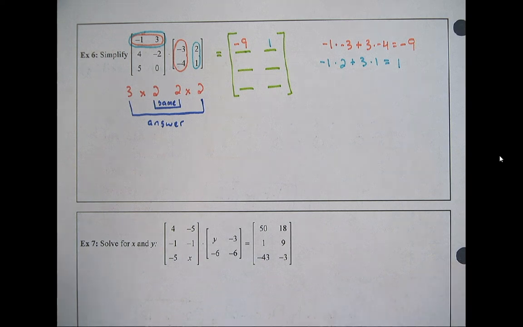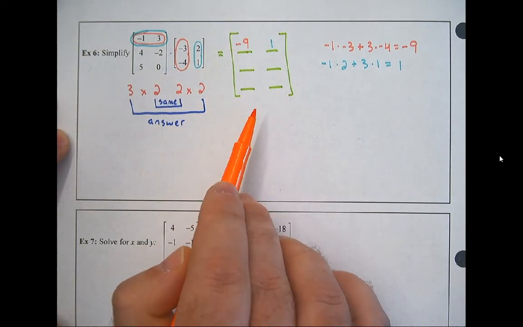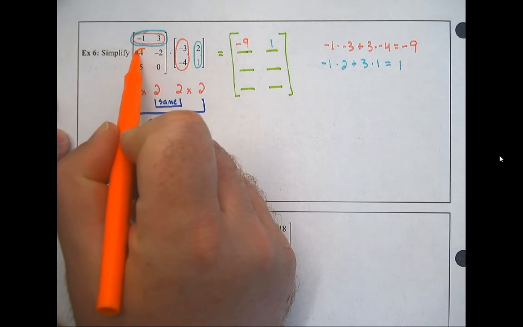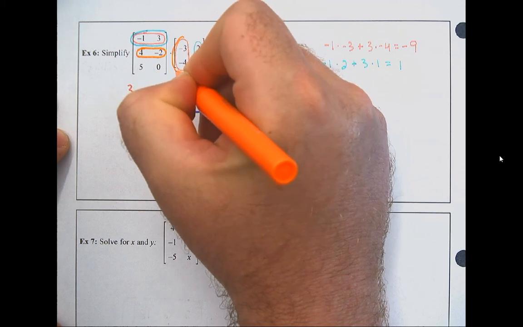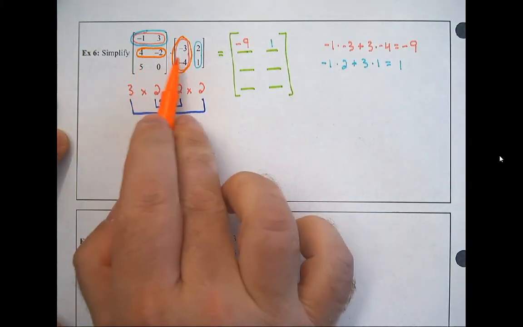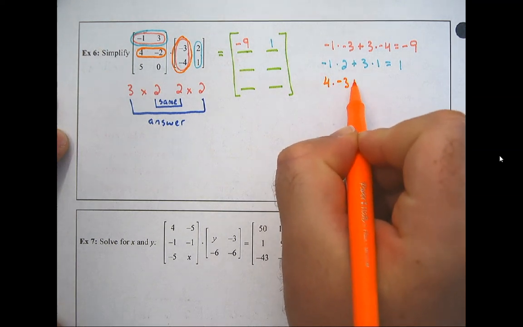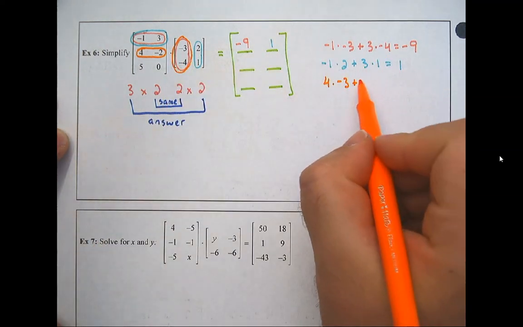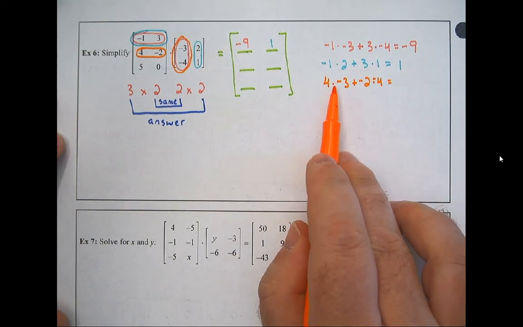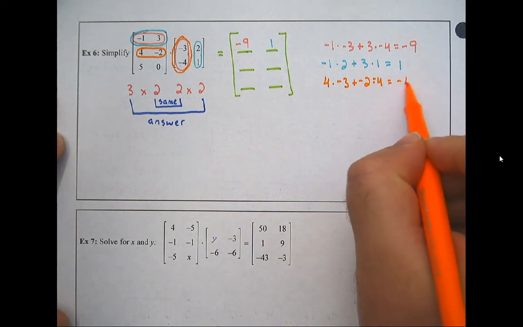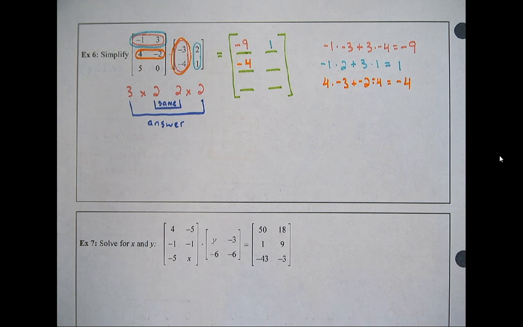Let's try another one. What position is this? This is row 2, column 1. So I'm going to circle row 2, and I'm going to circle column 1. Row 2, column 1. So that's first times first, 4 times -3, plus second times second, -2 times -4. So what's that? -12 plus 8 would be -4. All right, let's pause here and see if you can try the next one.